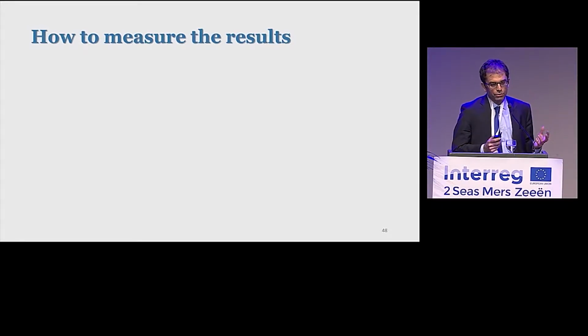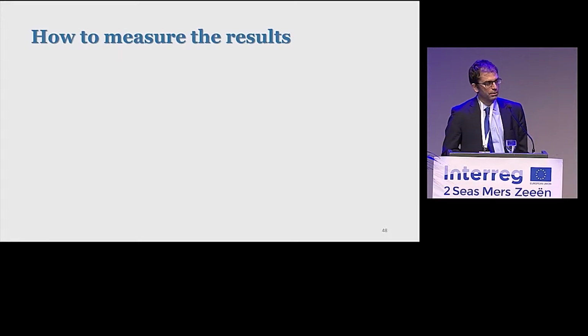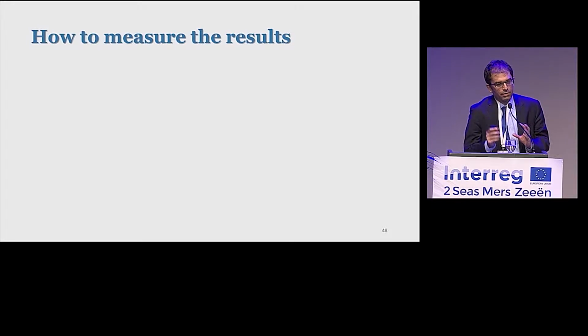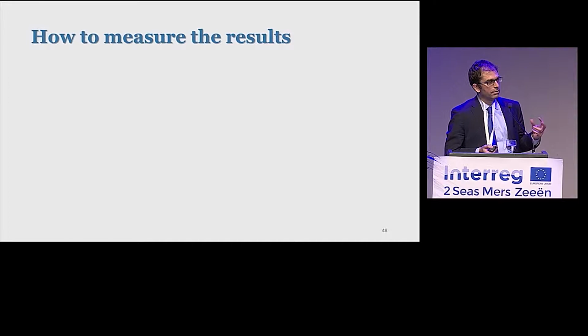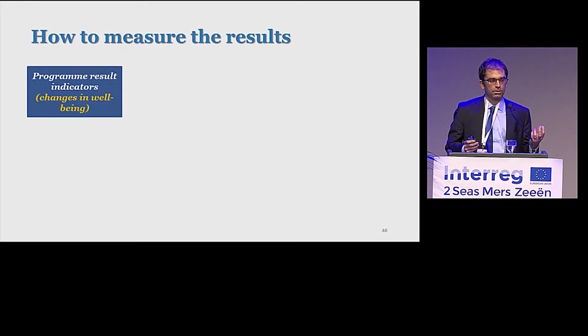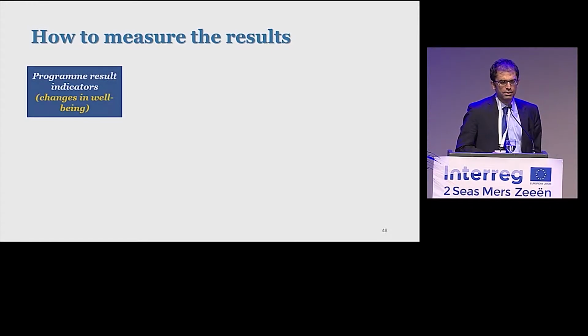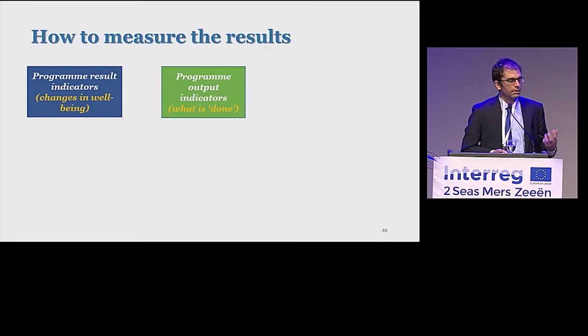I'm going to introduce how the program has defined the strategy to measure the results, and also show what is the specific role of the impact evaluation within this framework. So first of all, I think there are three pillars. The first one is the program result indicators, which are a set of measurements trying to measure the changes in the well-being, and these are based on experts' surveys.